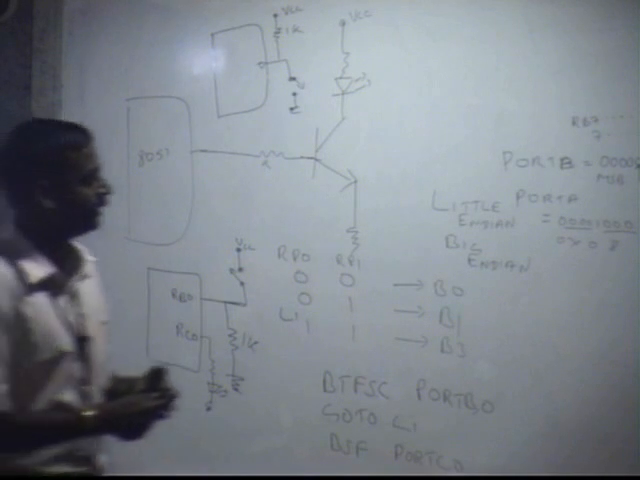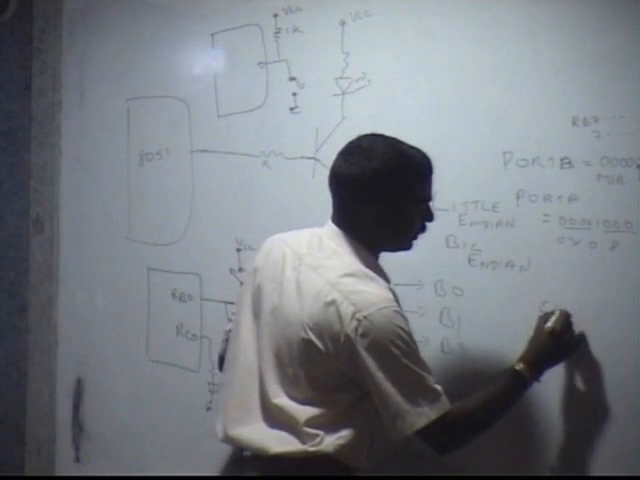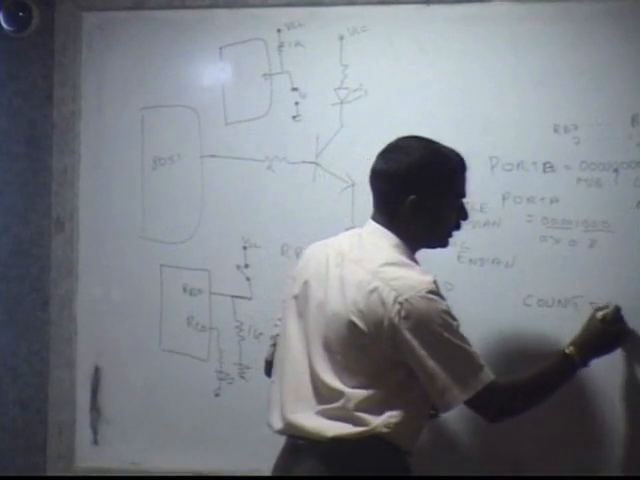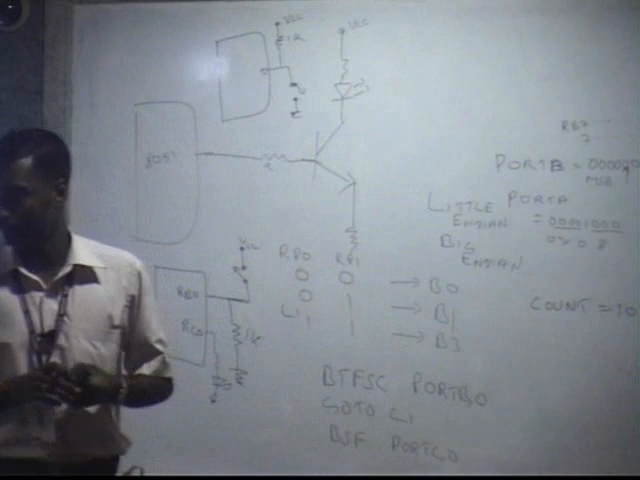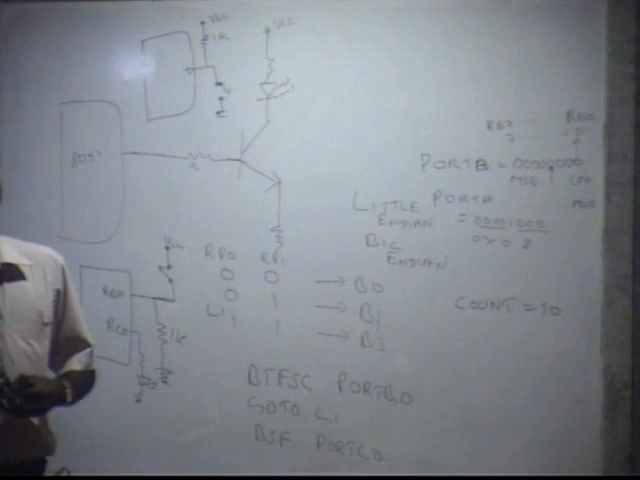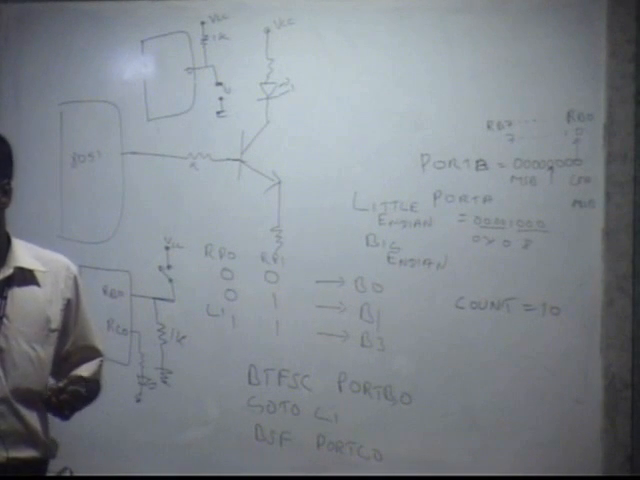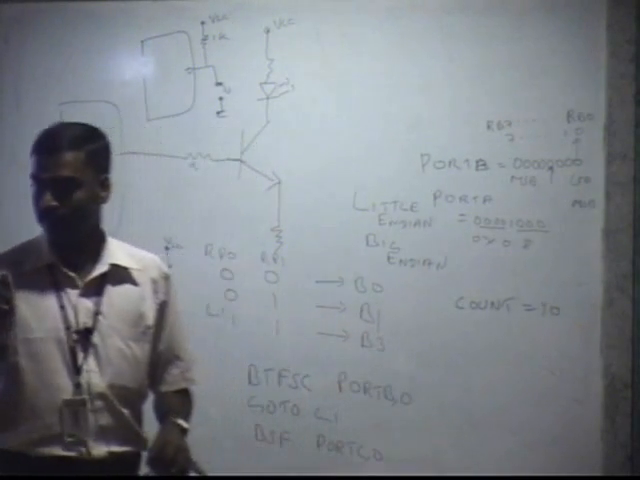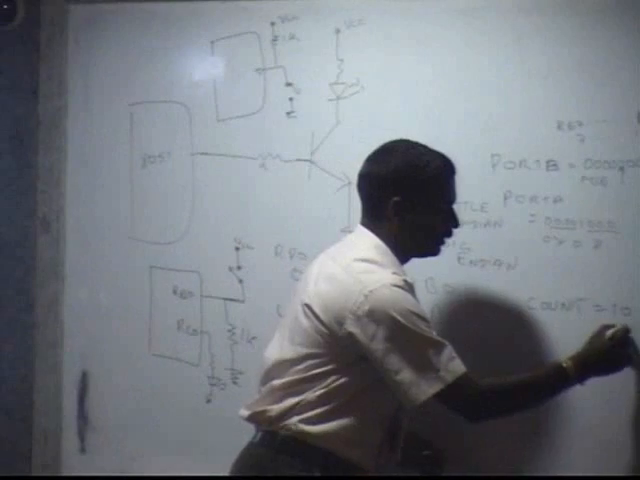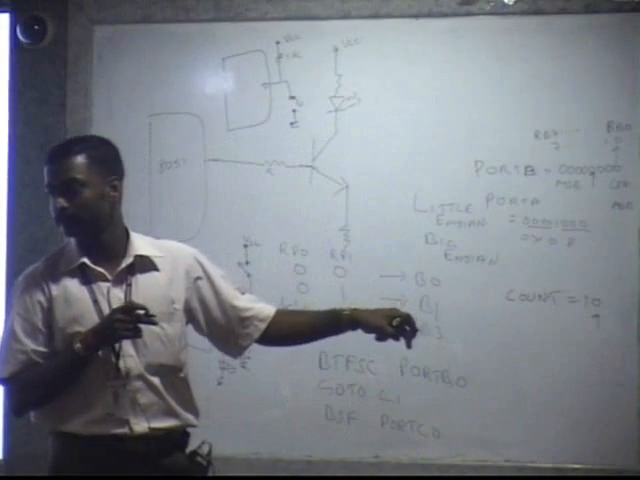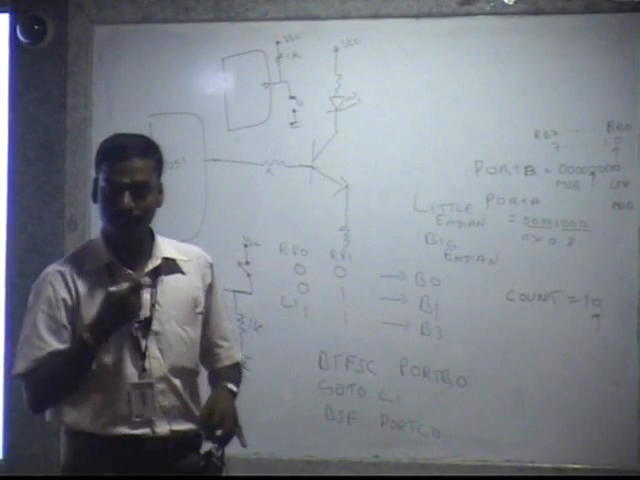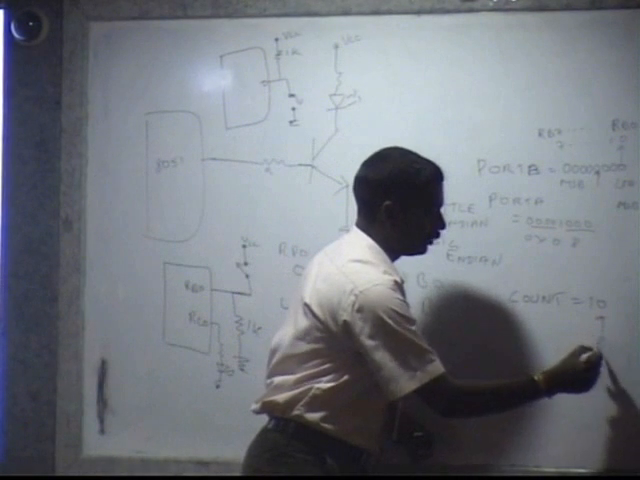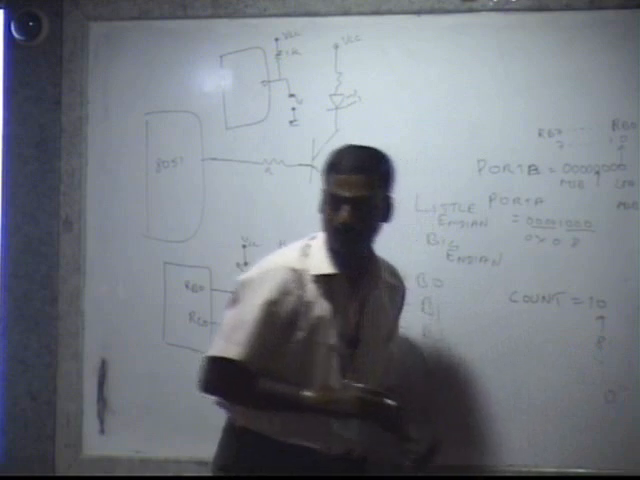For creating a delay, for example, let this be my count variable. In this variable I am writing 10. And how will I create a delay? I will decrement this count by 1, so now it is 9. And I will check whether it is 0. If it is not 0, you will decrement again, and it will go on decrementing until you reach 0.